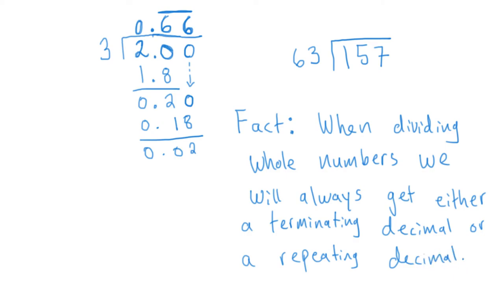So if you're a very curious individual, which I hope you are as a teacher, you should really wonder why this is true. I mean, there's really no reason on the surface to think, oh, of course, that's clearly going to be true. Why, when I divide 157 by 63, am I just going to get a repeating decimal?